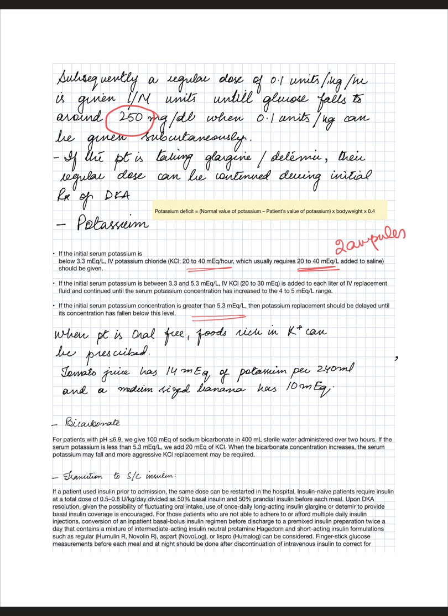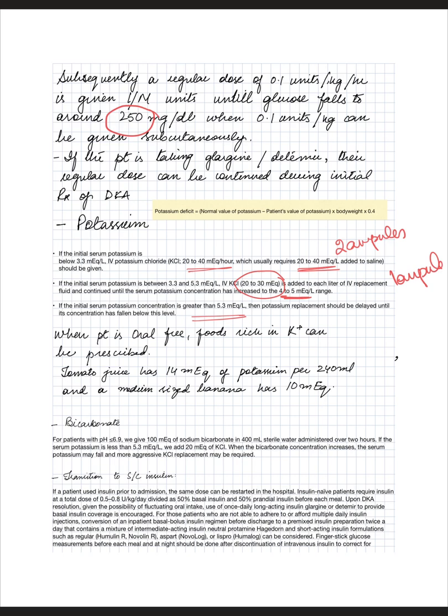When the potassium is between the limits, that is between 3.3 and 5.3, we usually give 20 to 30 milliequivalent per liter to each IV replacement, that is 1 ampule is added per liter of the solution until the serum potassium concentration has increased to 4 to 5 milliequivalent per liter range. Then we can stop giving the potassium.